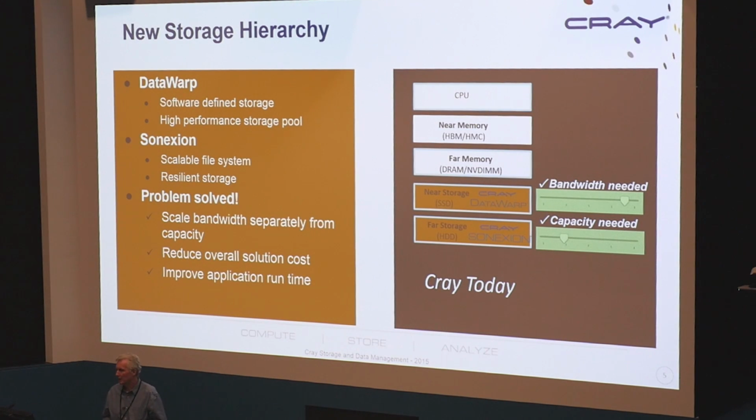From a hardware perspective, basically you've got DataWarp and software-defined storage. It's your high-performance storage. In the case of CRAY, our spinning disk is the Sonexion. That's our Lustre solution, and that's our scalable file system. So basically, you would use the DataWarp as your bandwidth component, and the Sonexion as your storage component. In this model of CPU, near memory, far memory, with near storage, the DataWarp would fulfill the near storage, and the far storage, of course, would be Sonexion or possibly DDN.